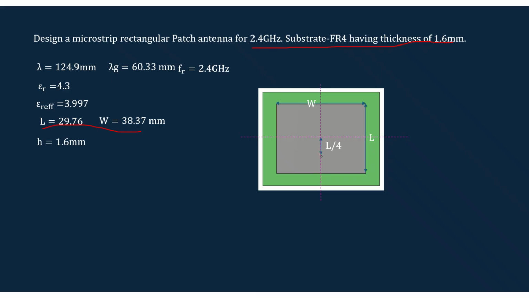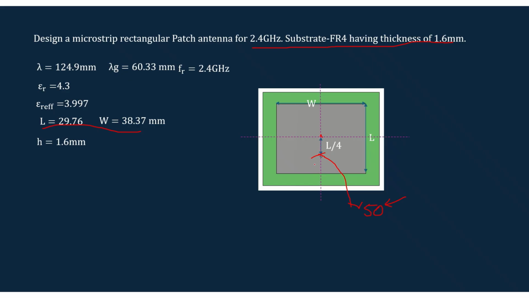Here we have to decide the position of the probe feeding. This is a general concept: this is the center point of the rectangular patch. If the probe is at a distance of L by 4 from this position, this will provide a point where the impedance is 50 ohm. Sometimes we may have to move this point a little bit to get the proper matching. So this is just a rule of thumb.